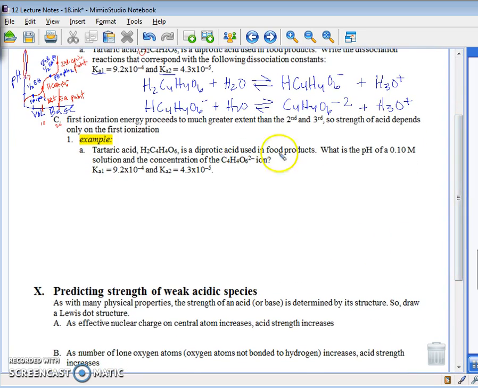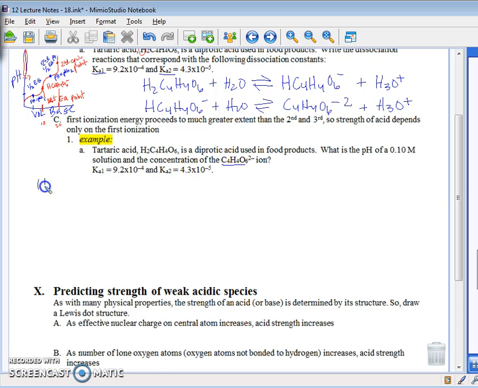Okay, let's do it. We have a 0.1 molar solution of tartaric acid. What's the pH? And then the second question is, what's the tartrate ion concentration? There will be some, but it'll be very small. So we're going to do this in stages. We're going to do the first Ka first, and then we'll do the second after that.